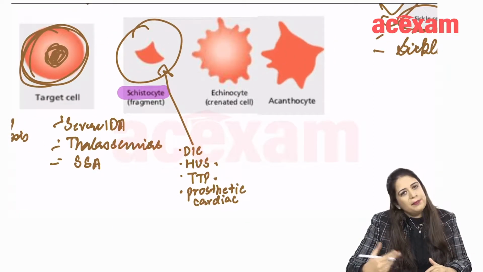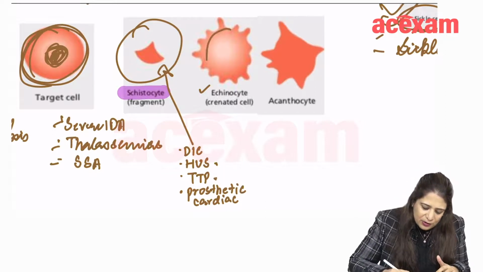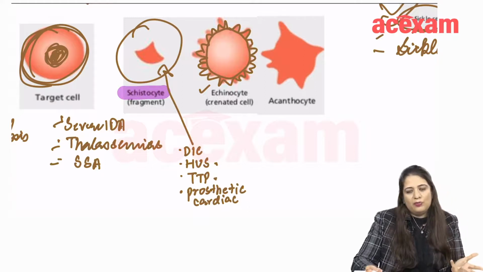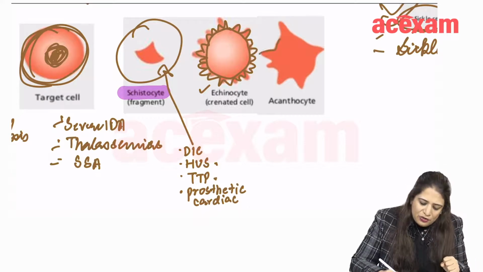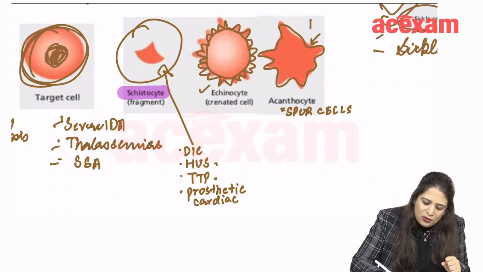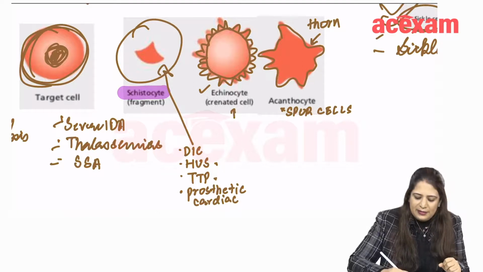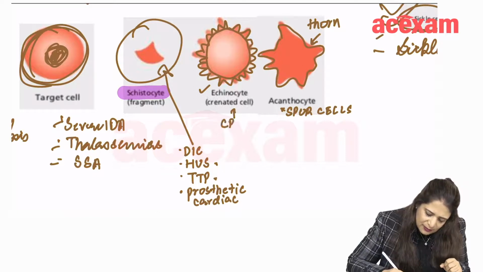Then also some other named RBCs, one being the echinocyte, which is somewhat circular but has numerous projections on the surface which are almost equal in size, in contrast to acanthocytes, which are also known as spur cells, which have long thorn-like projections. So this echinocyte is seen in chronic renal failure as well as in uremia.